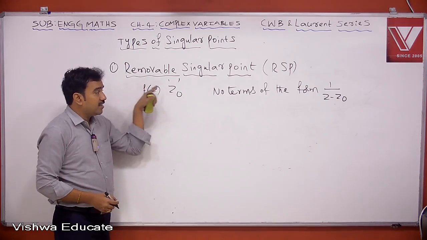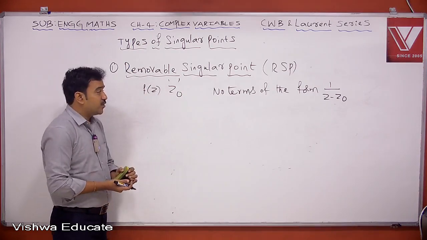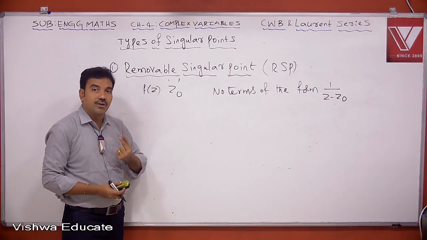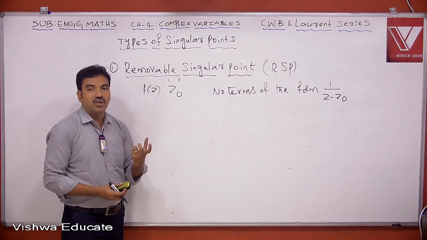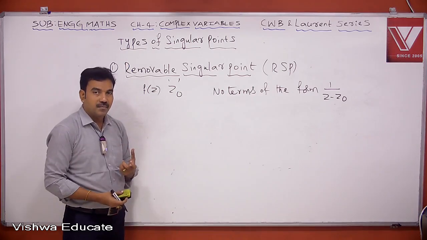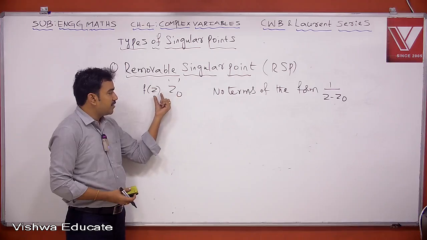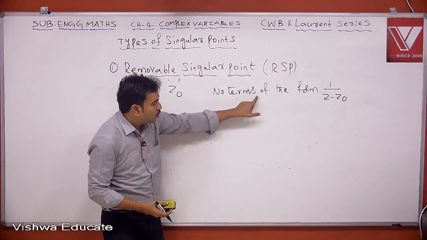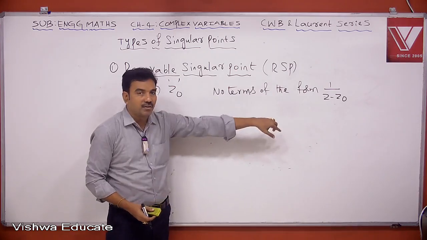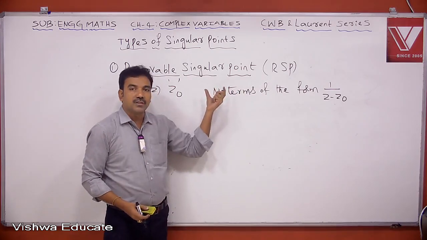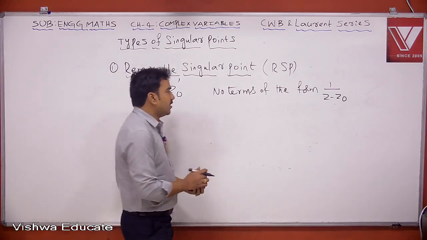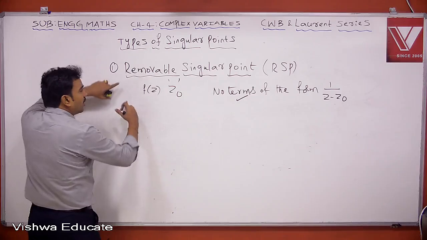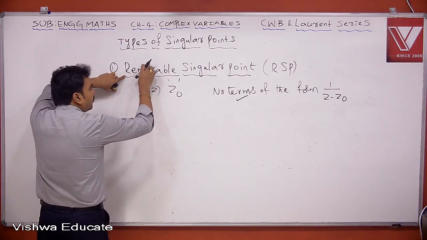But I am saying that it is a removable singular point. That is possible when you go for series expansion, that the denominator z minus z0 terms will be cancelled out with the numerator part of z minus z0. So if the Laurent series expansion of f of z about z equal to z0 has no terms of the form 1 by z minus z0, then this is called a removable singular point of this function. See, no terms, that means singularity can be neglected by going for series expansion. That's why it is removable.